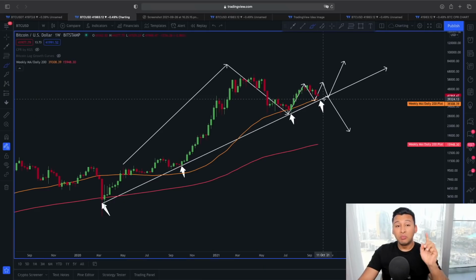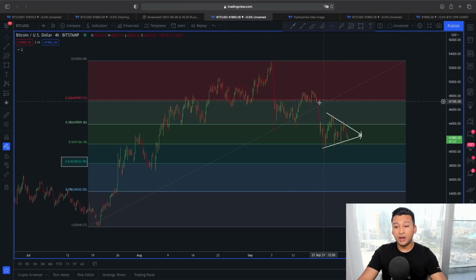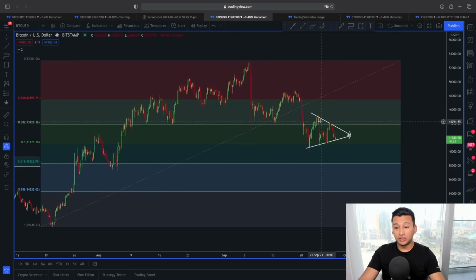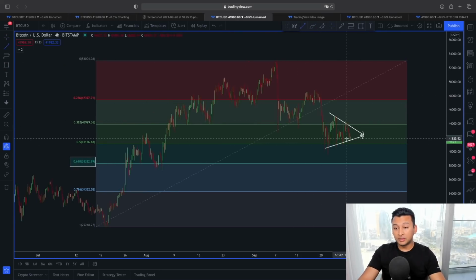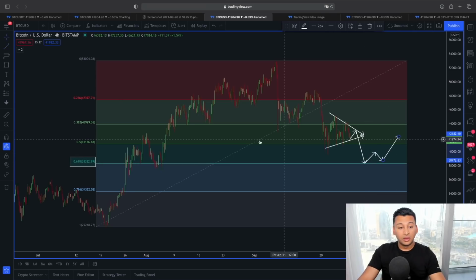And this line must not be broken, because if you do break below this 38,000, then that is a clear sign of weakness and price is probably going to go even lower than the 38,000 price range. But so far as we can see, we are focusing around this symmetrical triangle, and if this also breaks here to the downside, then we know this 0.618, the golden pocket level, is where we will be monitoring the price movement to continue.